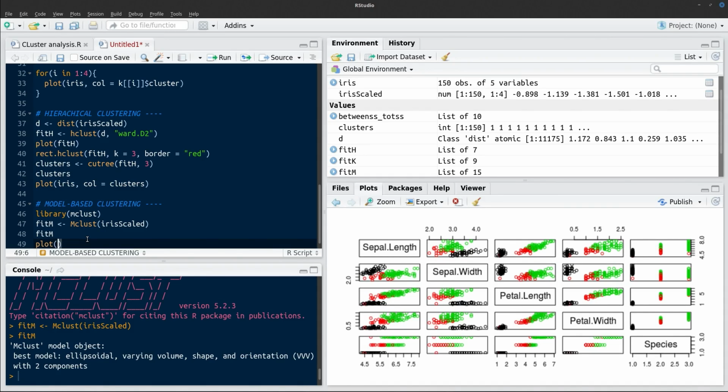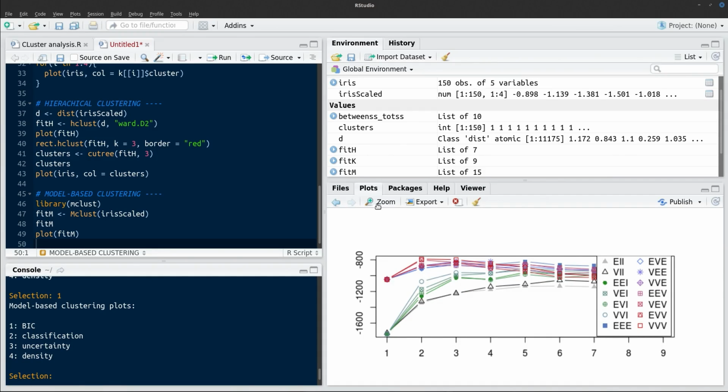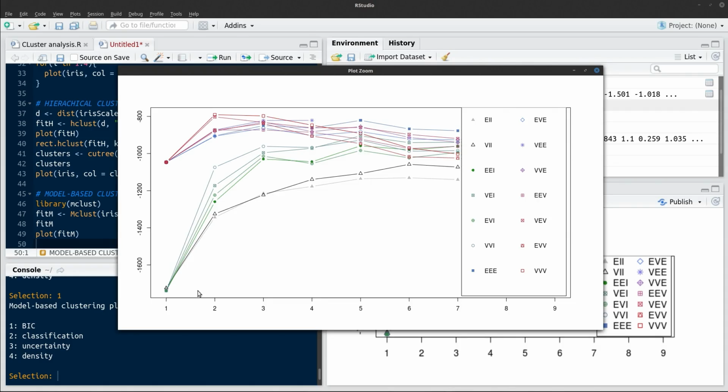If we choose to plot this model object instead, it does this sort of strange thing where it gives us different options of plots that we can have a look at. So for example, if we want to look at the BIC, the Bayesian Information Criterion plot, then we type number 1 and hit enter, and this basically shows us the BIC plot here. So what we're looking at is on the x-axis the number of clusters that the algorithm has tried to identify. On the y-axis is the BIC, the Bayesian Information Criterion. So this is basically a measurement of how much variability is explained away in the data.